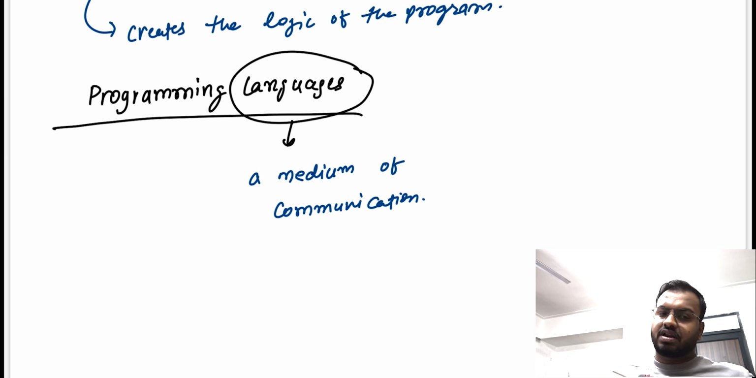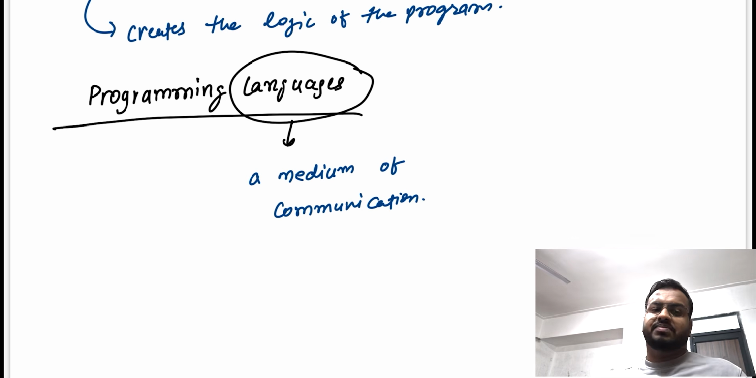For example, right now I am speaking in English, and if you know English, then you can understand whatever I am telling you, because you know English. Otherwise, if I know English and you know some other language, for example Hindi or Punjabi, then we can't interact, we can't communicate. So languages are nothing but a medium of communication.